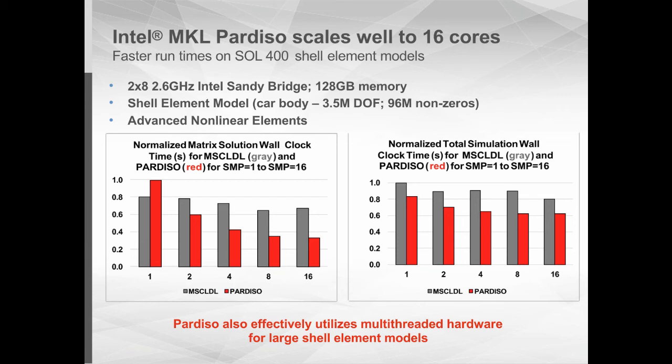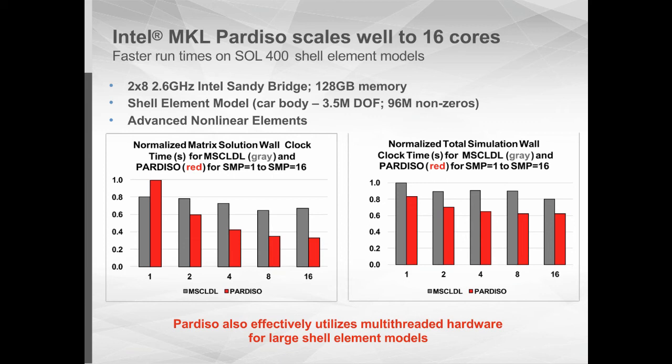So if you look at the left, what we see is the performance benefit in going from 1 to 16 cores for the matrix factorization only. You can see in this example, MSC is a little bit faster for serial, but by 16 cores, the factorization is about 2 times faster for Pardiso. We don't see the 50% parallel efficiency, but we do see a very good parallel efficiency, and you can see what the user can expect for performance benefit from using Pardiso.